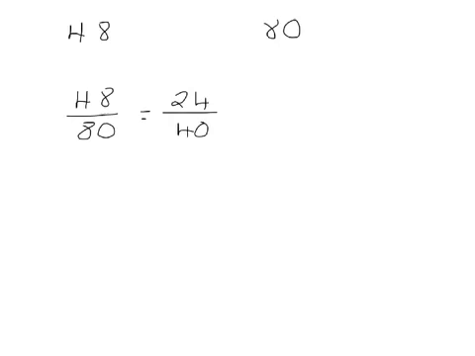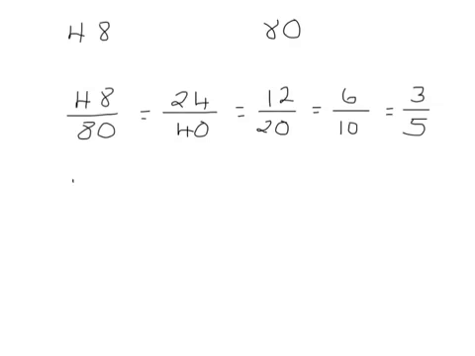I can't stop here because it's not in its simplest form, so I need to keep on halving. If I halve 24, I'll get 12. If I halve 40, I'll get 20. I could still keep on halving. If I halve 12, I'll get 6, and if I halve 20, I'll get 10. And I can still keep on halving. So if I halve 6, I get 3, and if I halve 10, I will get 5. That's now in its simplest form.